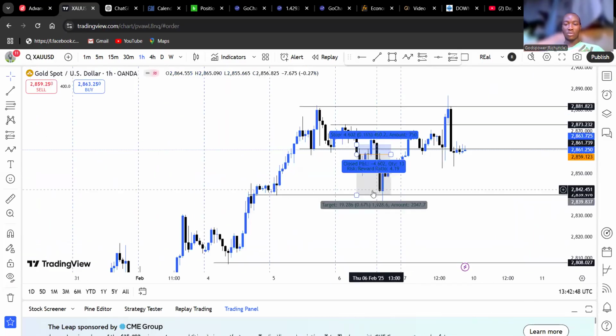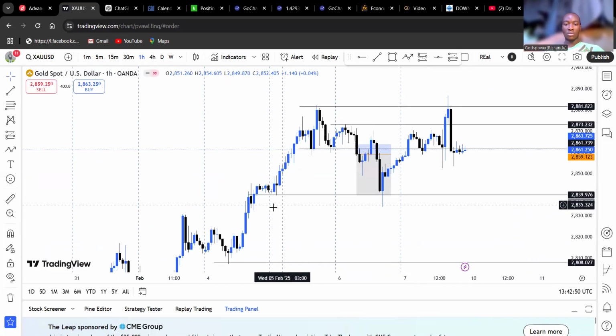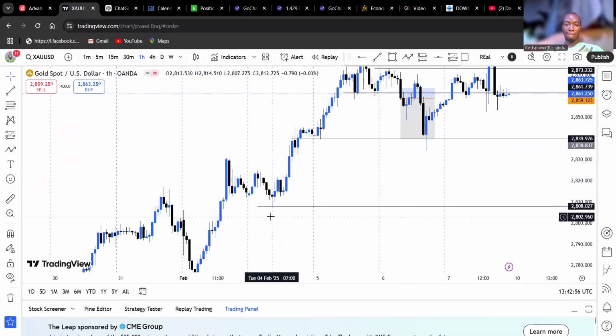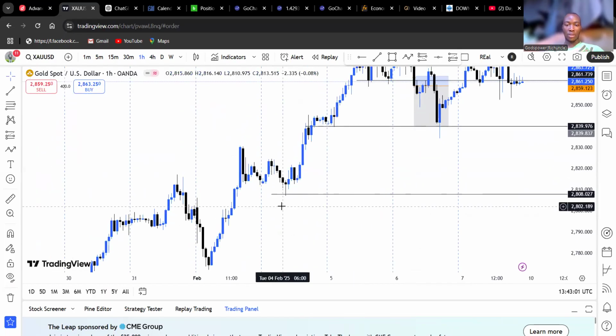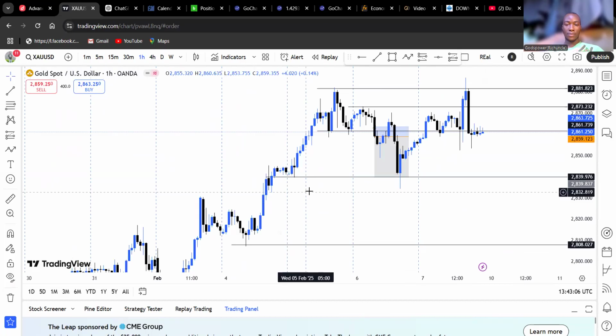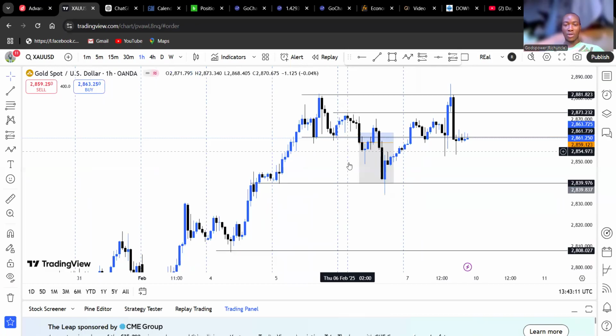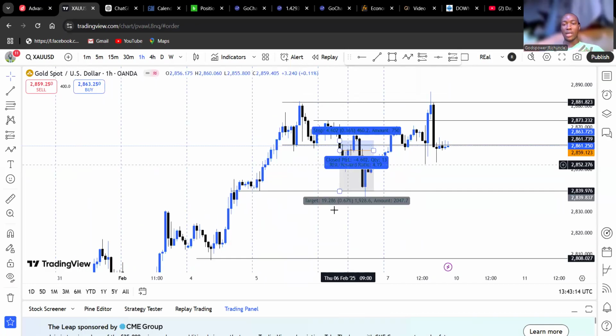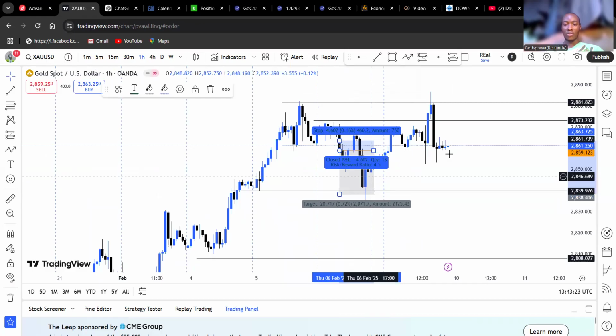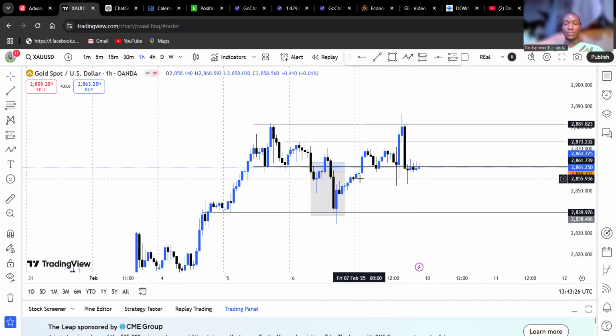Let's move to gold. On Monday, we were looking for opportunities to sell to buy, but there was no opportunity. The market bought on Tuesday. On Tuesday, there was an opportunity to buy, but there was no entry. Wednesday, we got an opportunity to sell gold. We sold, and the market gave us about one to 2.8. The market went back and took us out and went in our direction, one to four. And that's fantastic.